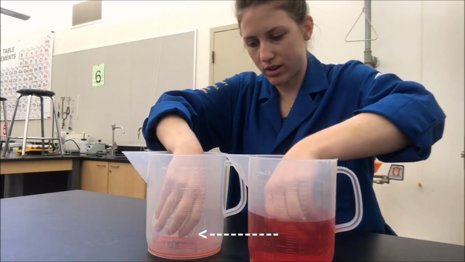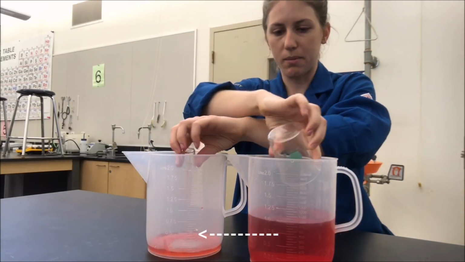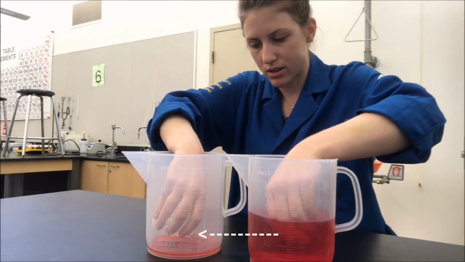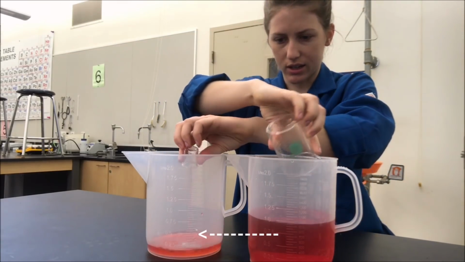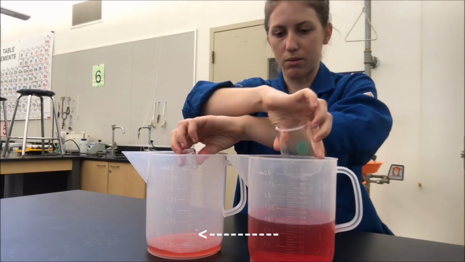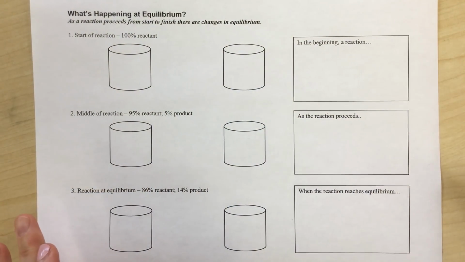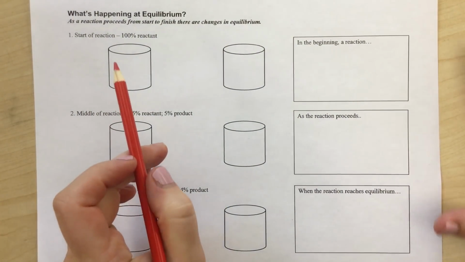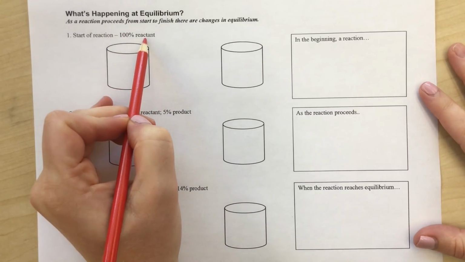And you can see that currently right now, before I reach equilibrium, I'm mostly making product. Maybe a tiny bit of reactant, but I'm really only making product. This is a one-way reaction for now. Let's stop for a moment and fill in our sheet. At the start of a reaction, we have 100% reactants.